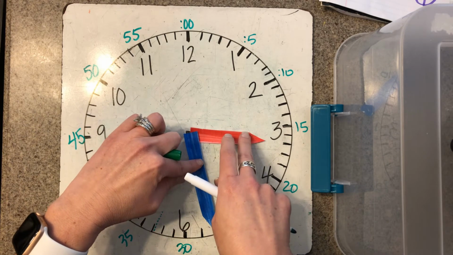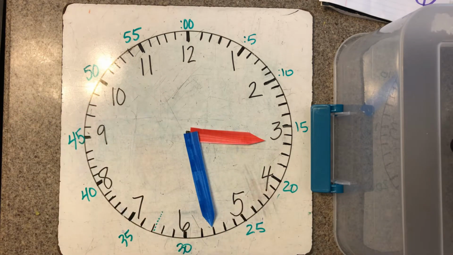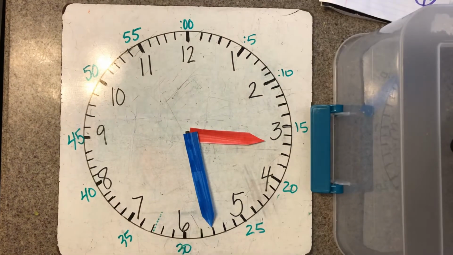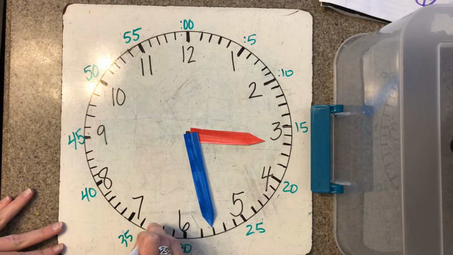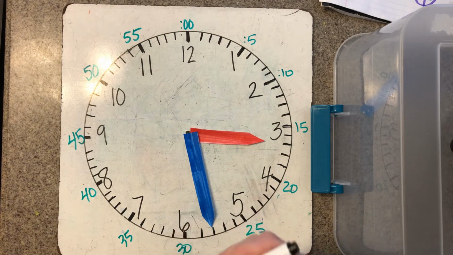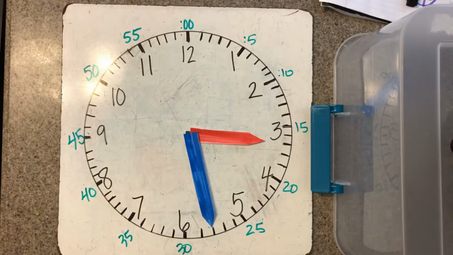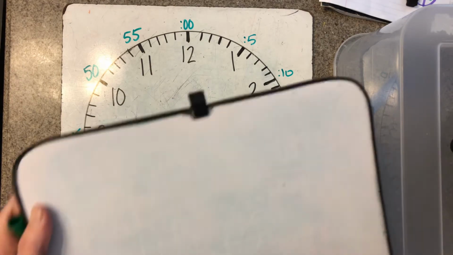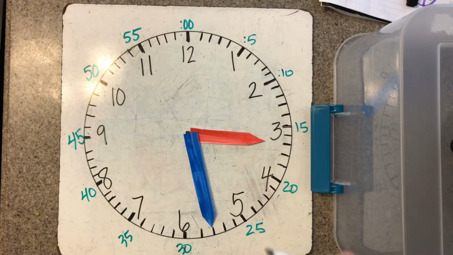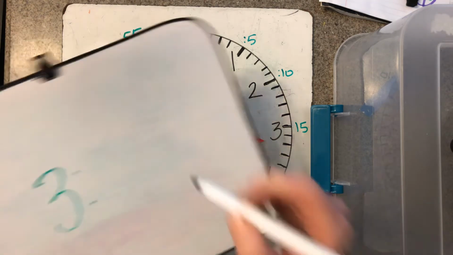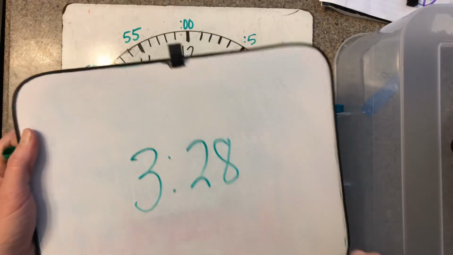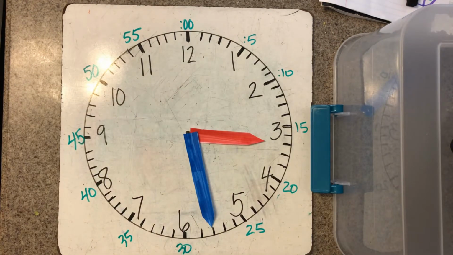All right, let's try that one. See if you can figure out what that one would be. All right, so our hour hand has gone past the 3. So that's my hour. I would write that down first. And the minute hand, let's look at where it is. If the 5 represented 25 minutes, this is 26, 27, and then 28 minutes past the hour. So our time would be 3:28. Okay? All right, let's do another one.